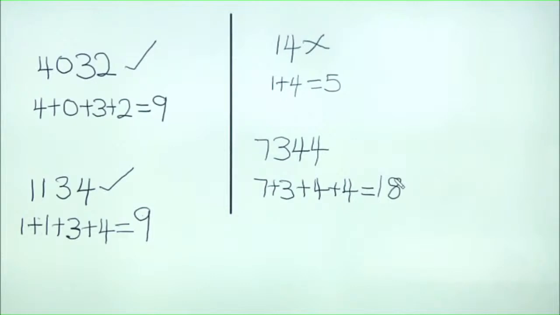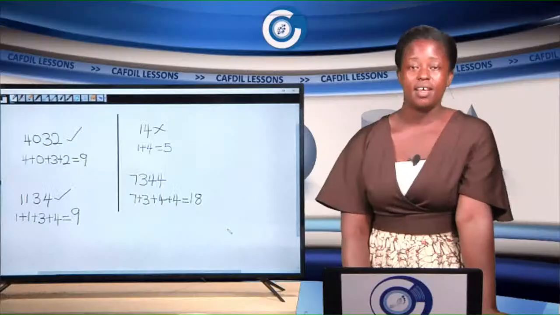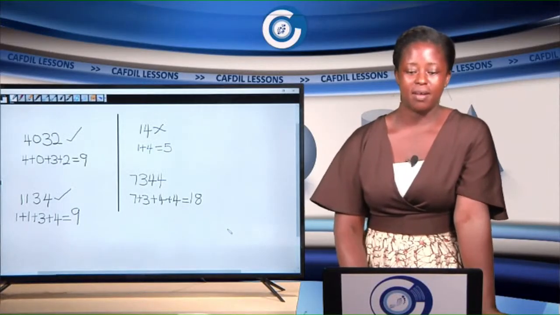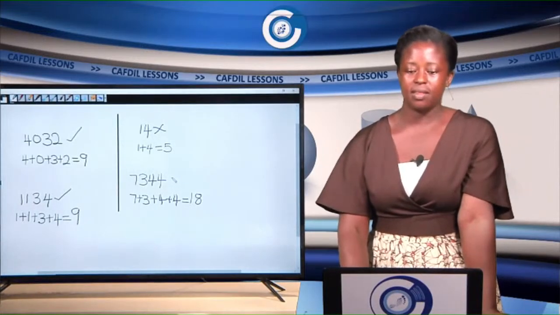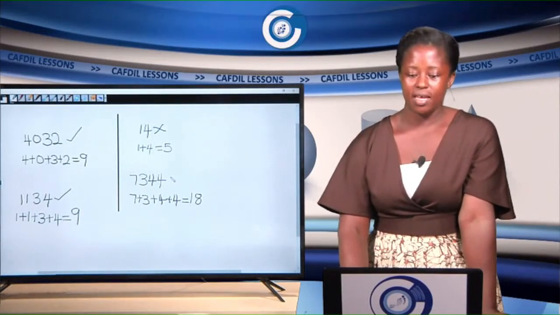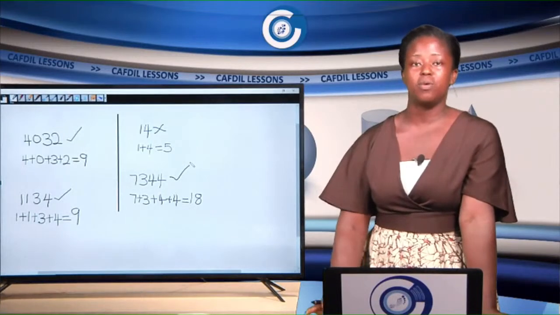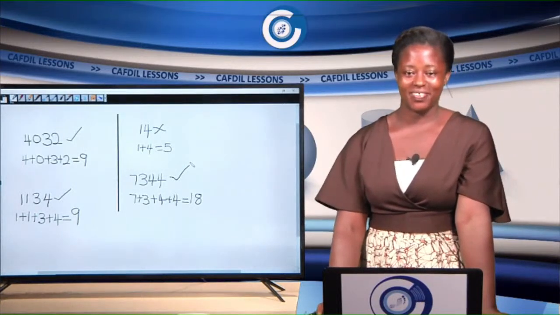And is 18 divisible by 9? Yes, 18 is divisible by 9. 9 times 2 will give us 18. So it is a multiple of 9. Therefore, the number 7,344 is divisible by 9.